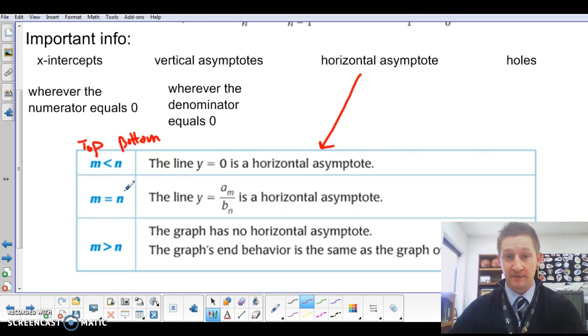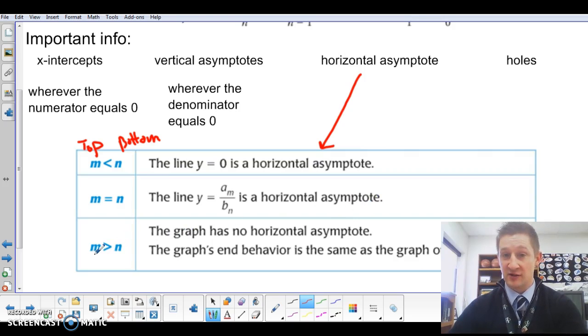Now, if they're the same degree, say I've got x squared on top and x squared on the bottom, then I look at the leading coefficients. That's what this a sub m over b sub n is. Whatever the first numbers are that show up in the function on top and bottom, that fraction is going to be where our horizontal asymptote is.